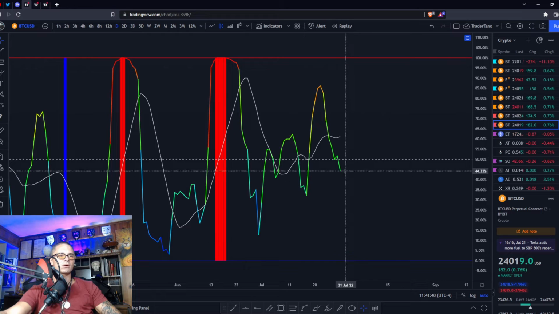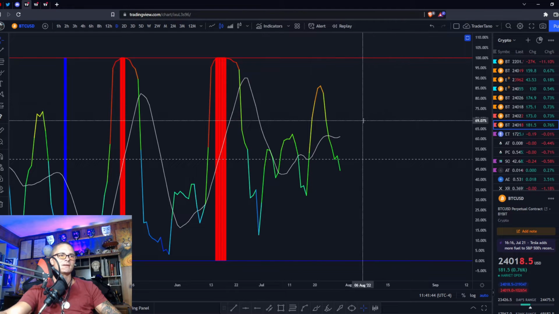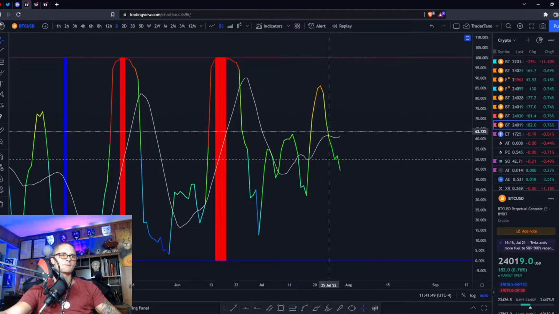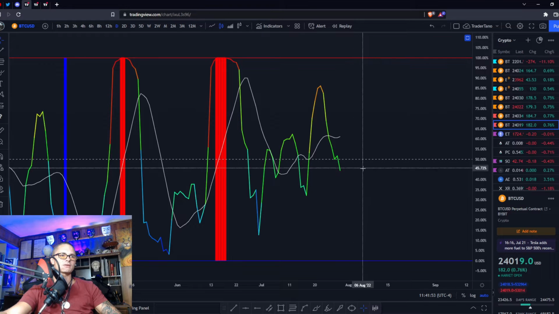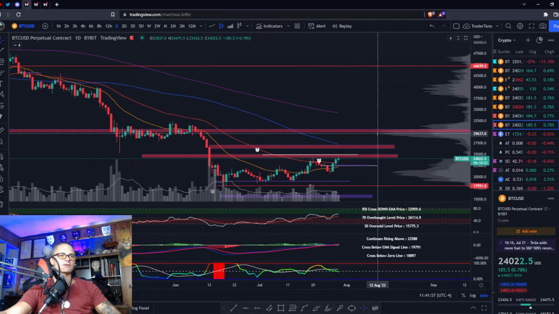BBWP is below the moving average. By the way, this indicator measures volatility. And if you are below the moving average, you are contracting. Above the moving average, you are expanding. Same thing with the upper and lower zones. Lower zone is more contraction. Upper zone is more expansion. So you are below that moving average right now.